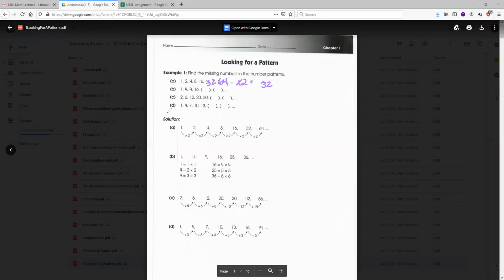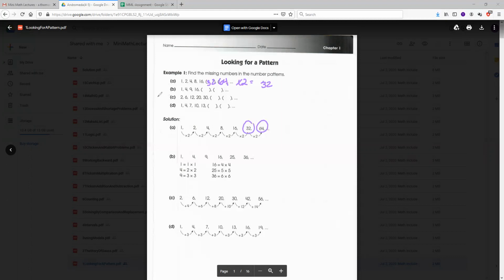and we can make sure that this is correct, because if we go on our solution, 1 times 2 is 2, 2 times 2 is 4, 4 times 2 is 8, and 8 times 2 is 16. 16 times 2 is 32, and 32 times 2 is 64. And these two were our missing numbers. So that means that we got it correct.